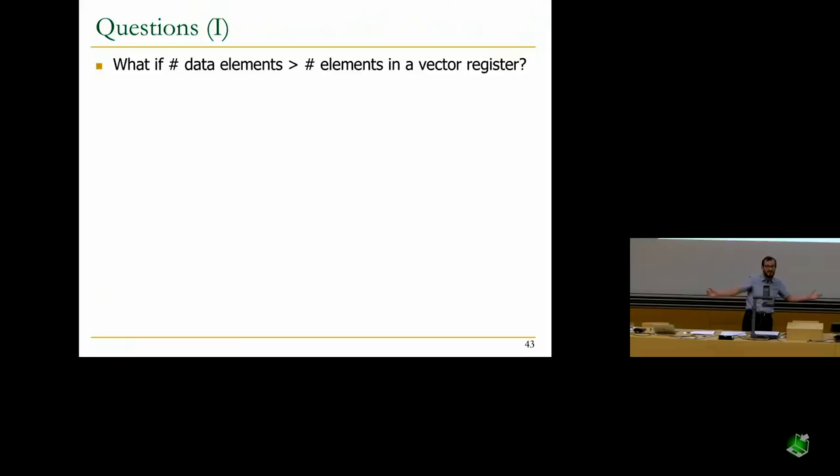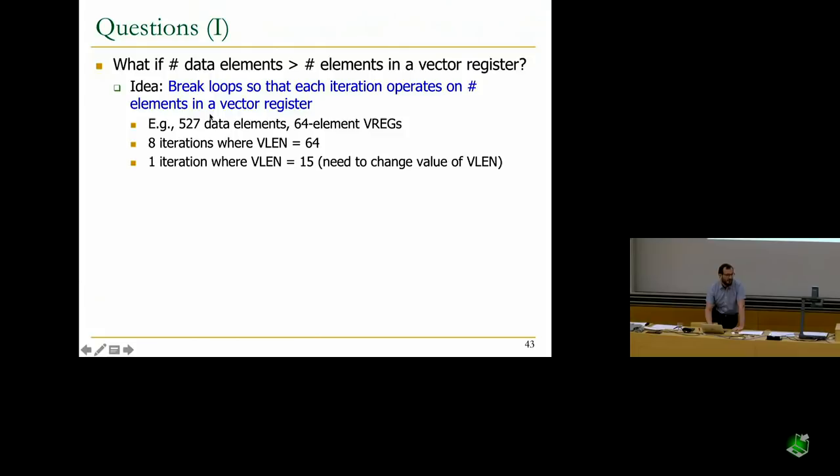Your vectors, it depends on the program, right? Sometimes you're operating on 3-element vectors, sometimes on billion-element vectors. But if your hardware provides a maximum vector length of 64, you need to be able to handle that. How do you handle that? Basically, you need to break the loop such that each iteration operates on the number of elements in a vector register. That's the idea over here.